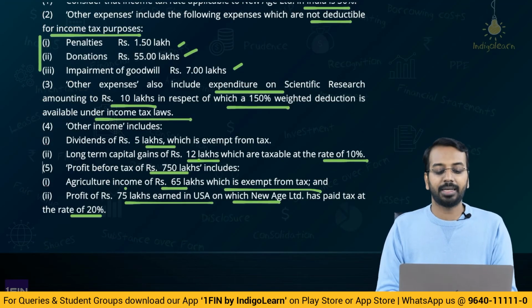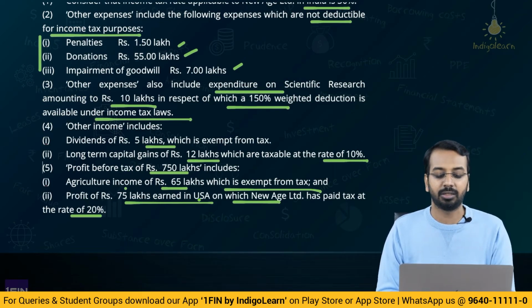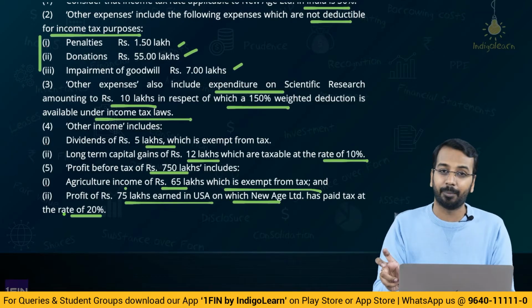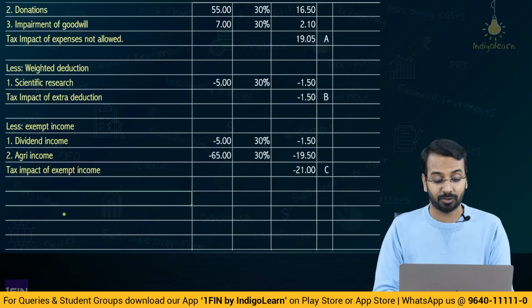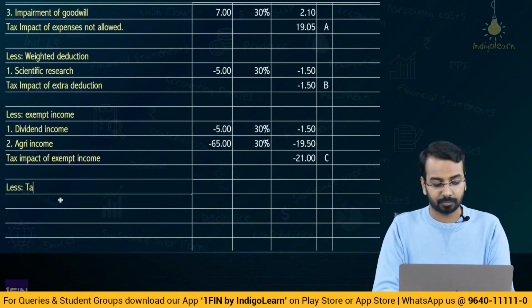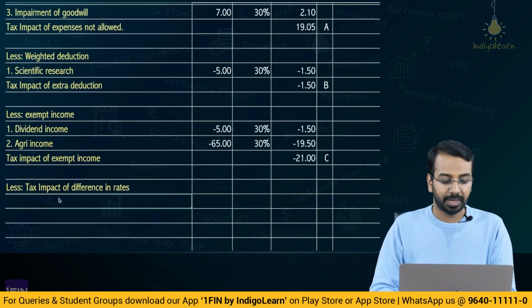Then long term capital gains of rupees 12 lakhs are taxable at 10% and profit of 75 lakhs earned in the USA have a tax rate of 20%. Now these are not differences in income, these are differences in taxation. So the next component is, because you have to pay less tax, tax impact of difference in rates. Okay. Now what is that part?